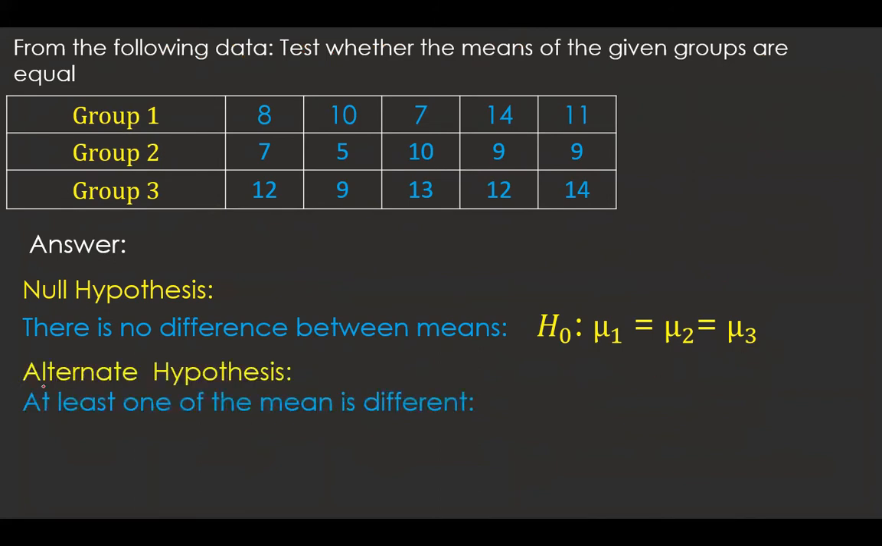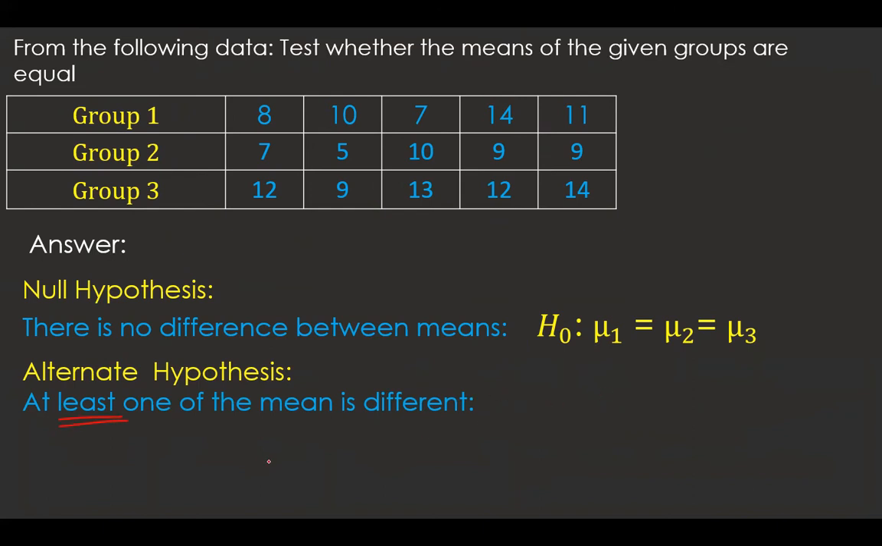Now I'm going to frame the alternative hypothesis. The alternative hypothesis says at least one of the means is different. So I am not doing it symbolically. If you want to write symbolically, mu1 not equal to mu2 not equal to mu3, you can keep it, nothing wrong in that. But since it is at least one, you just don't write this symbolically.